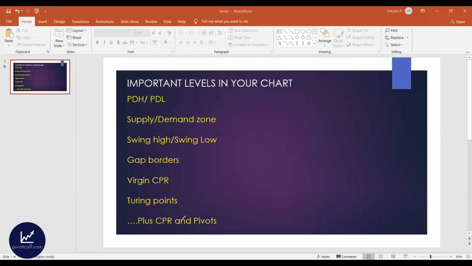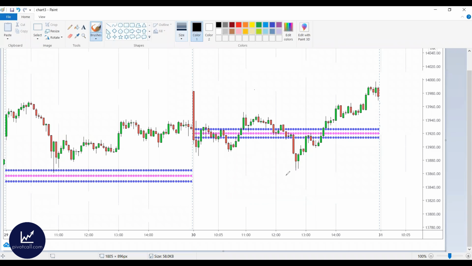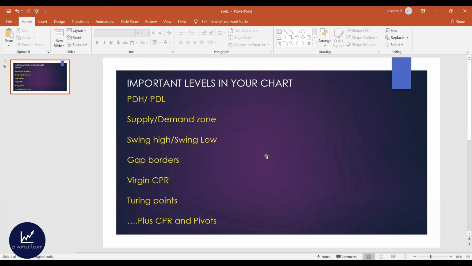So finally, you should mark CPR and pivot points, which automatically come on your chart once the market opens if you are using a TradingView chart. CPR will come on your chart on 31st once the market opens at 9:15. Since the market has not opened, I can't mark the CPR, but you can manually calculate it. I manually calculated the CPR, which showed a very wide CPR on 31st. These are the important levels which I mark on my chart and on which I take my trading decisions.